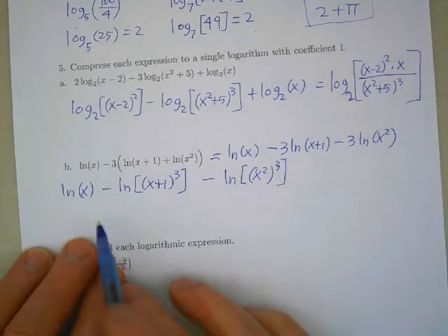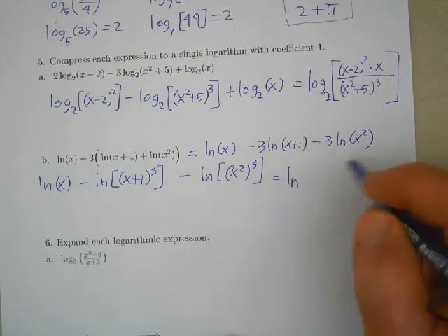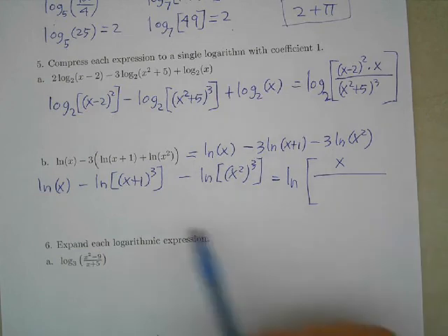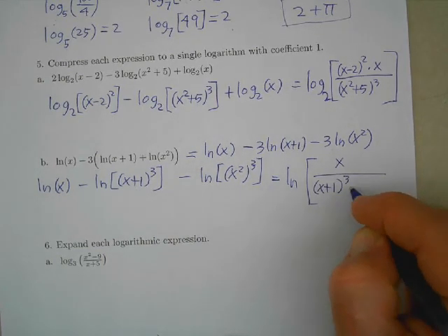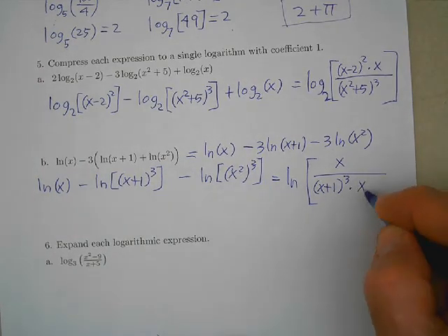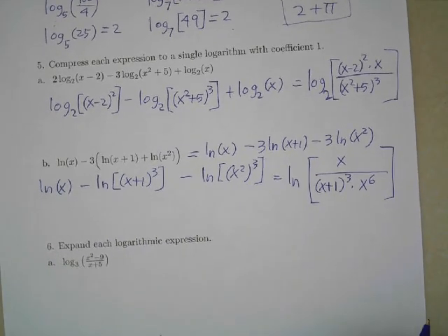And then we can write this as a single logarithm, the natural log in the numerator of x. And in the denominator, we have x plus 1 to the third times. And we'll simplify this one. x to the second to the third is just x to the sixth. So that is our single logarithm.